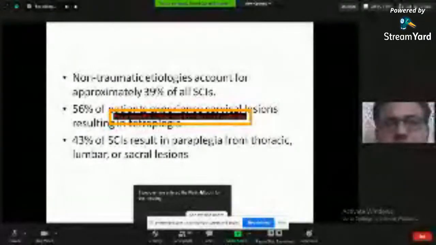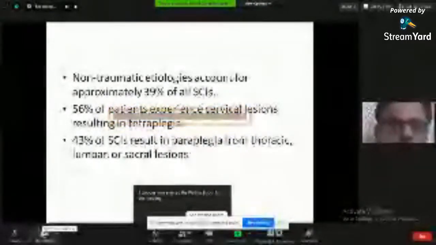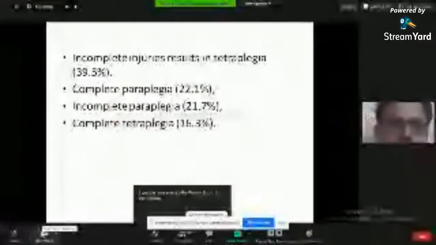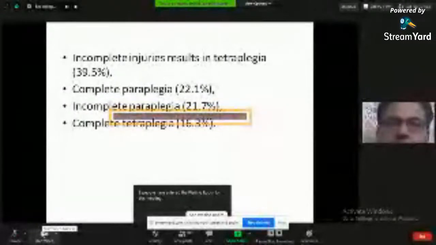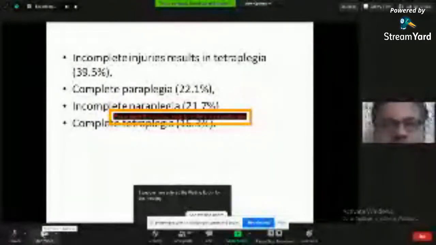56% of spinal cord injuries involve the cervical region, resulting in tetraplegia, and 43% result in paraplegia from thoracic, lumbar, or sacral injuries or lesions. Incomplete injuries resulting in tetraplegia, also called quadriplegia, account for almost 40%. Complete paraplegia is around 22%, incomplete paraplegia 21%, and complete tetraplegia 16.3%.